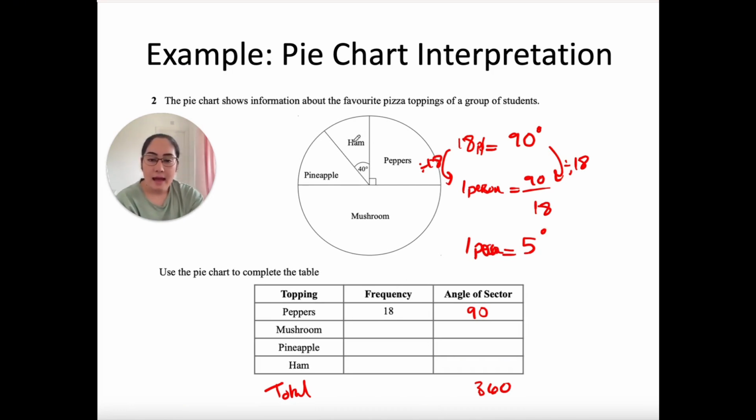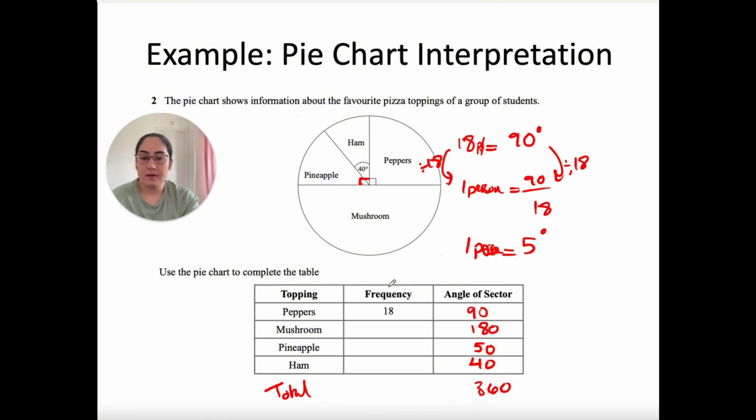Now, that means if we go through the rest, ham is represented by 40 degrees, according to the question. Mushroom is half a circle, a straight line, so that means it's 180 degrees. And pineapple, so ham and pineapple all together should add up to 90 degrees, as we know a quarter of a circle is 90 degrees. So if we do 90 minus 40, that gives us 50. So the angle for pineapple would be 50 degrees.